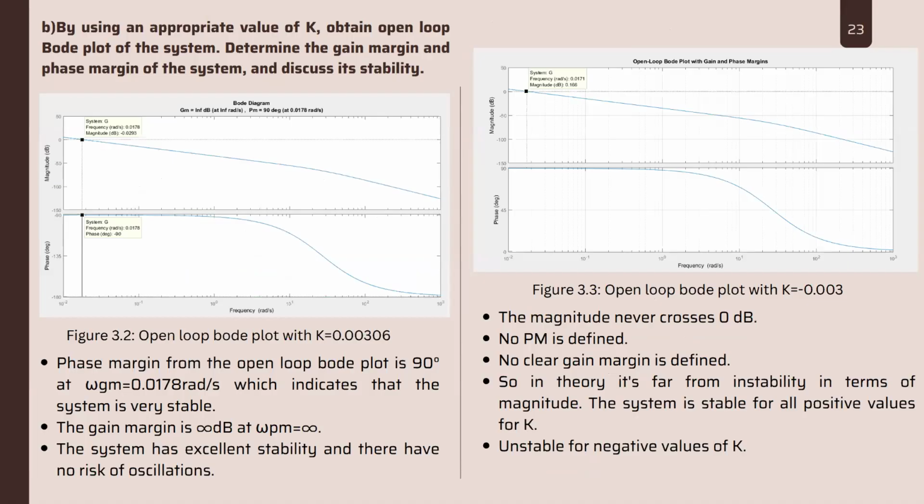After that, we try a negative value of K, which is negative 0.03. We find that the magnitude never crosses 0 dB, so no phase margin is defined. Also for gain margin, the phase curve never touches negative 180 degrees, so no clear gain margin is defined. In theory, it is far from instability in terms of magnitude. So for negative values of K, the system is unstable.